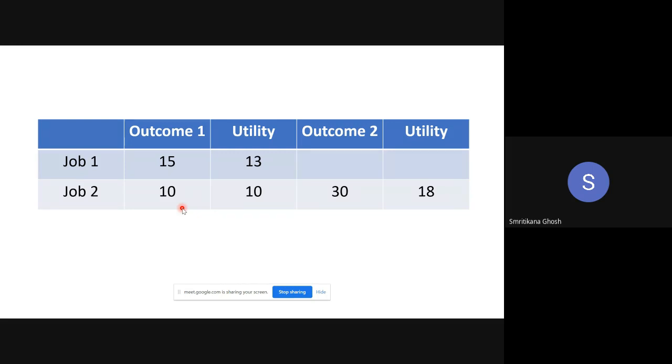For job 1, the utility is 13. For job 2, the expected utility is 14. So which one should be preferred? Job 2. Yes, job 2. So here, look, the individual is choosing the risky job. Job 2 is risky, job 1 is certain. Job 2 is uncertain, but still, as the expected utility is more than the actual utility of job 1, the individual is going for job 2.